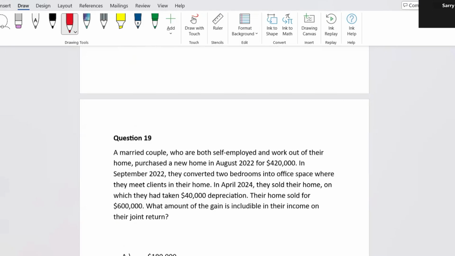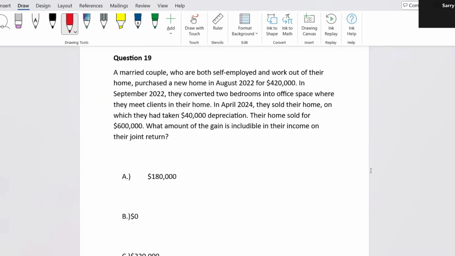Okay, question number 19. A married couple who are both self-employed and work out of their home purchased a new home in August 2022 for $420,000. In September 2022, they converted 2 bedrooms into office space where they meet clients in their home. In April 2024, they sold their home, on which they had taken $40,000 in depreciation. Their home sold for $600,000. What amount of the gain is includable in their income on their joint return?